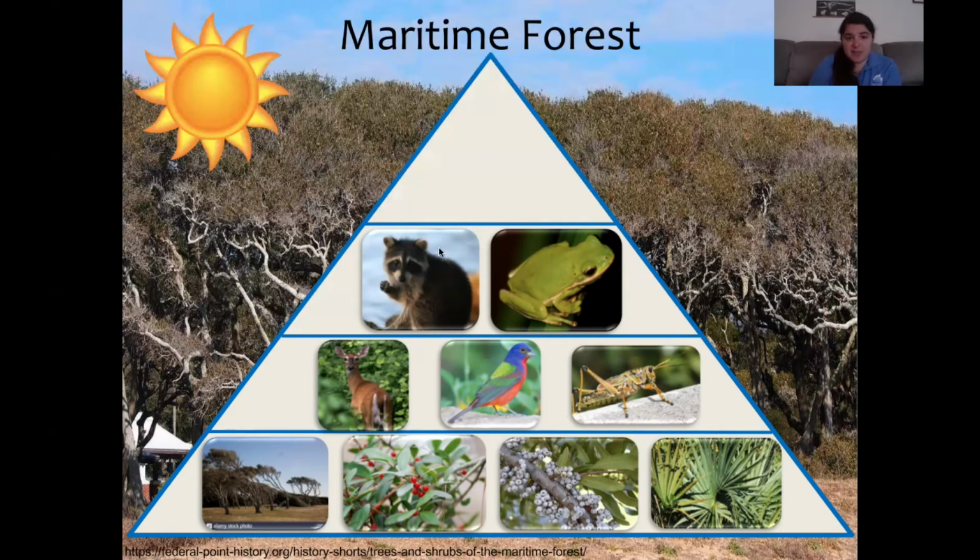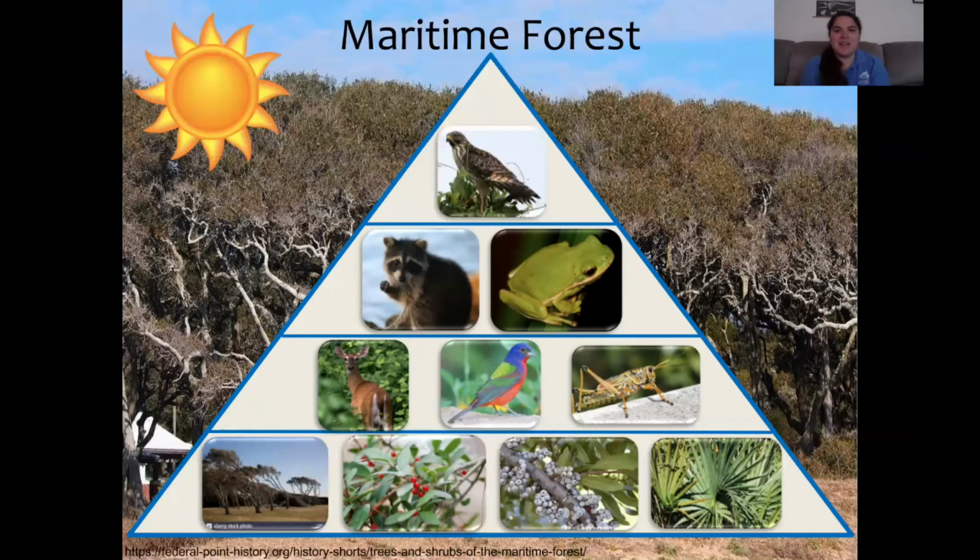Because if we look at this, a raccoon is not eating a deer or a bird. Raccoons are omnivores, so they eat meat and plants. They would probably eat maybe bugs and other berries and other things. And then our frogs are also obviously not eating our deer or our bird. They're going to eat bugs as well and are carnivores. This frog here is a green tree frog.